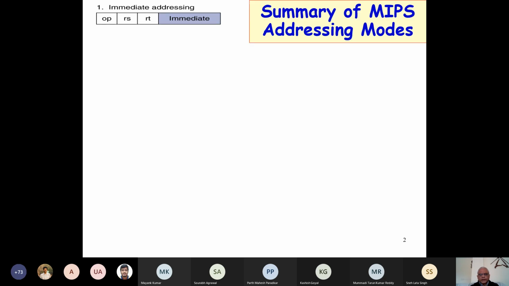We had looked at the MIPS addressing modes. I'll just summarize that. In the immediate addressing, we have the operand as part of the instruction itself. So we have the opcode, we have the source operand, the target operand, and then there is an immediate operand.